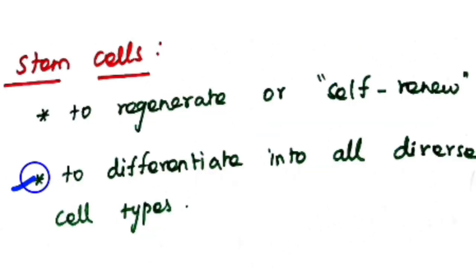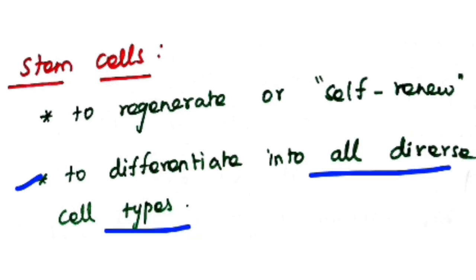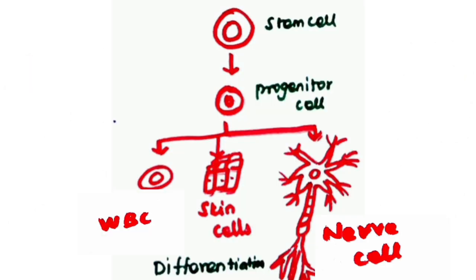Then the second property of stem cells is differentiation. Through this differentiation process, stem cells can differentiate into all diverse cell types. That means stem cells can differentiate into all types of cells present in an organism. So differentiation is the process whereby our stem cells become more specialized cell types.